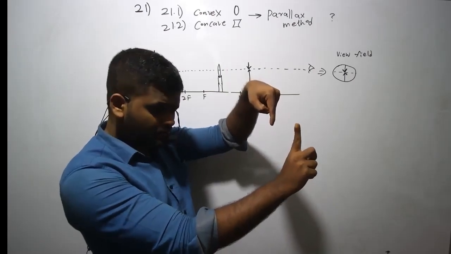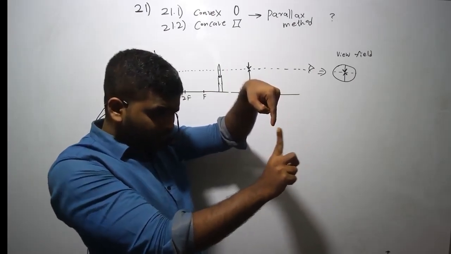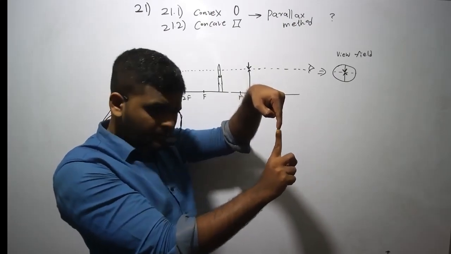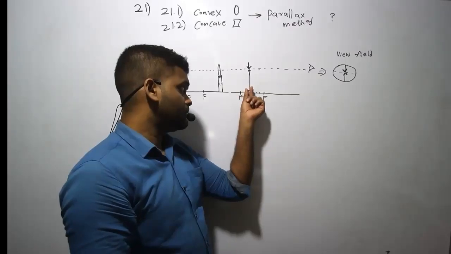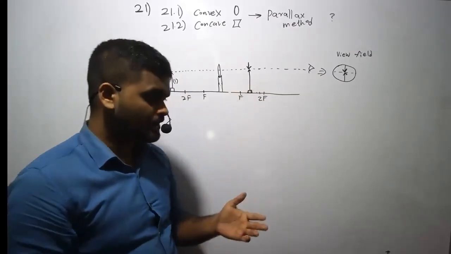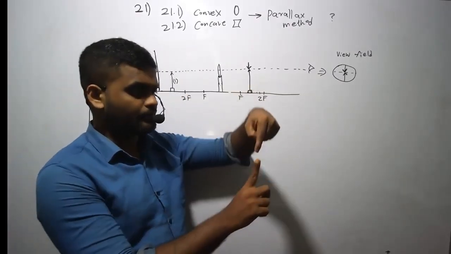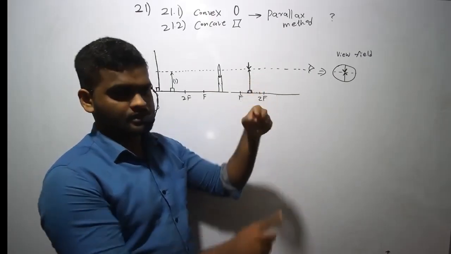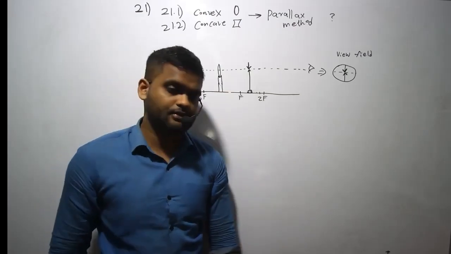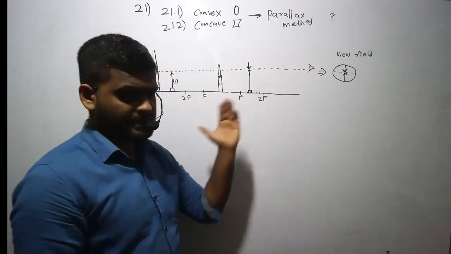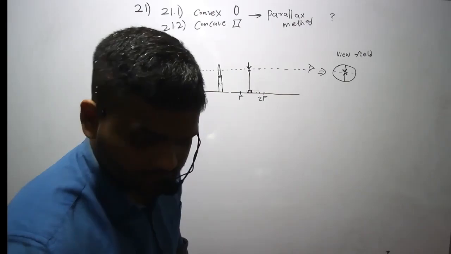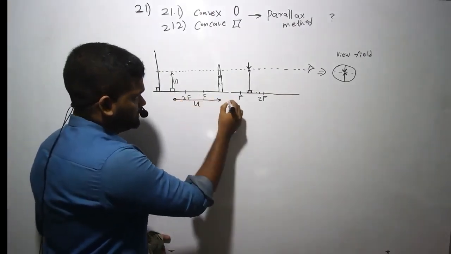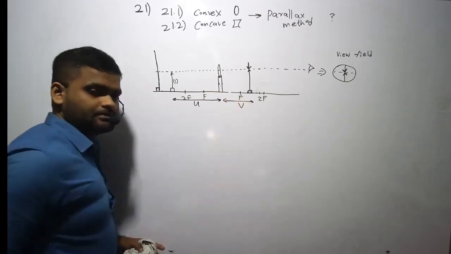So you need to know whether to move the observing pin towards or away from the eye. Like that, you can get the position that coincides with the image. Then this becomes the image distance for this object distance. So this is u and this is v.